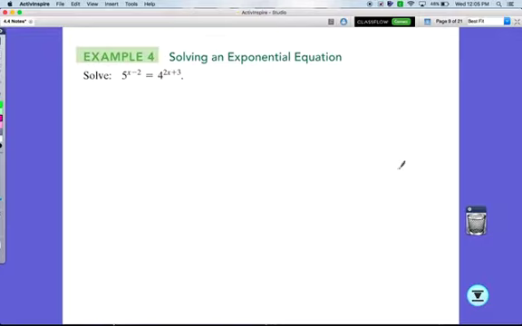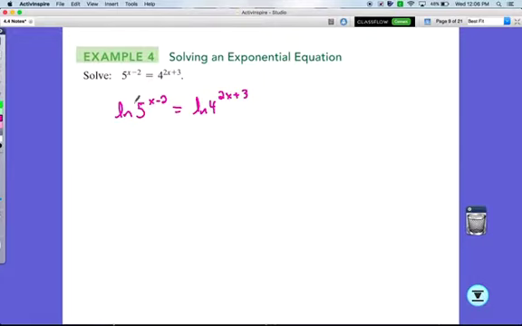All right, these are the worst type of exponentials. We got exponential on both sides. So I'm going to take the natural log of both sides. This turns into the natural log of 5 to the x minus 2 is equal to the natural log of 4 to the 2x plus 3.